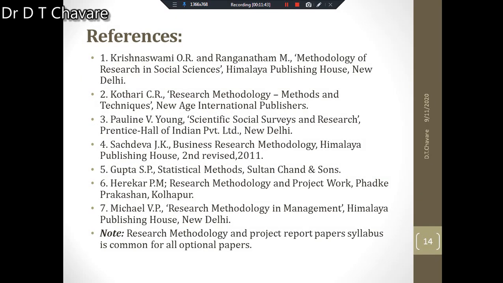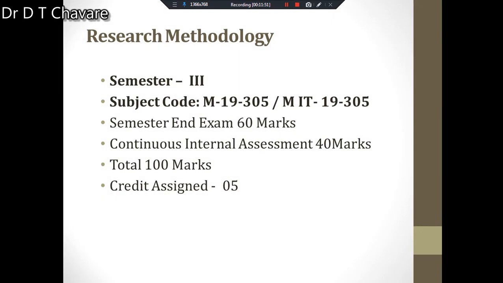Then different types of reference books I have also given there. With the help of these reference books you can enrich your knowledge. Then the subject code and the exam method are included in this point.